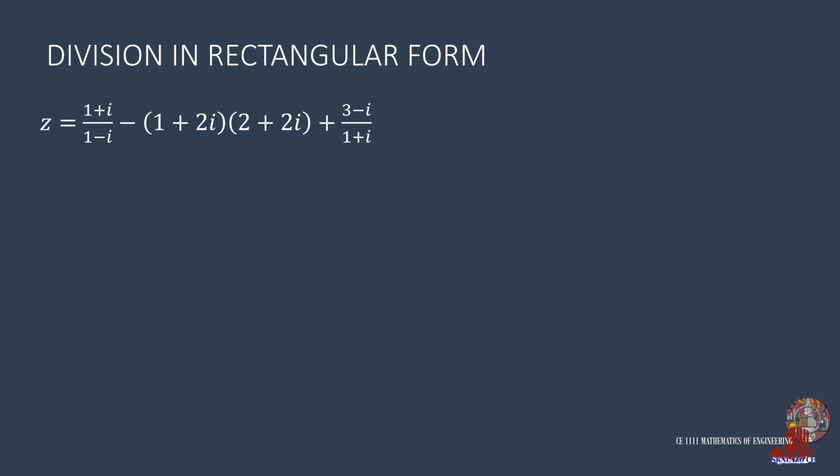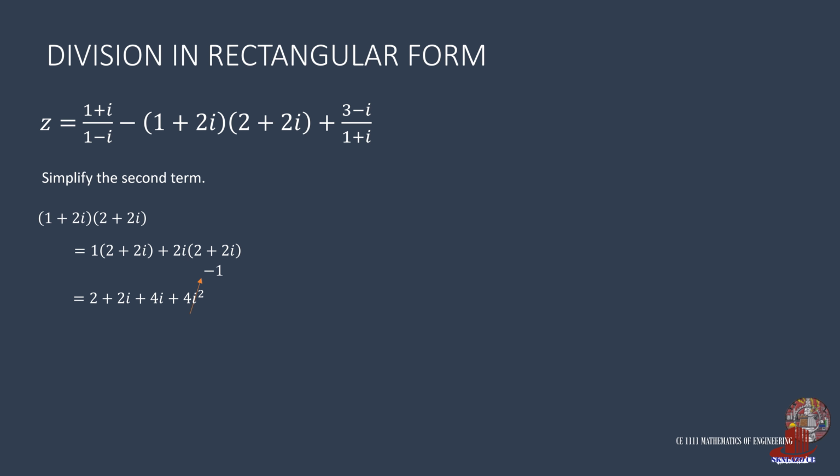The next problem contains a combination of operations. With the other terms having denominators, we start the solution by simplifying the second term. Distribute the terms of 1 plus 2i and multiply them into the quantity, becoming 2 plus 2i plus 4i plus 4i squared. i squared is negative 1, so the second term becomes 2 plus 6i minus 4. Simplify the constants and get negative 2 plus 6i.